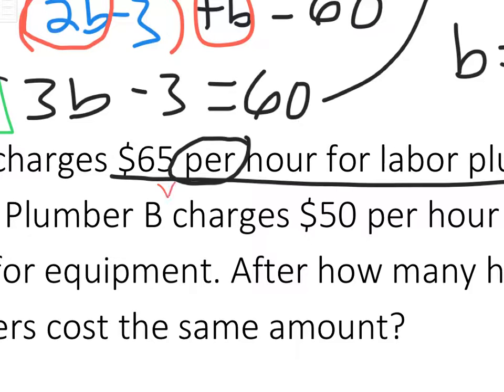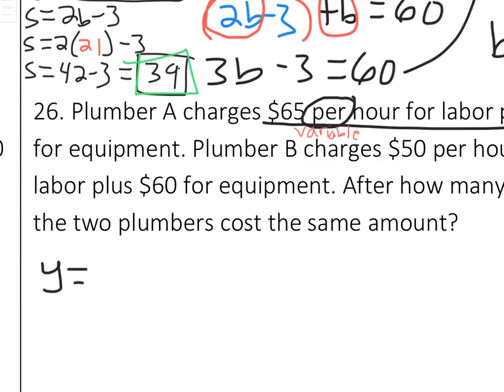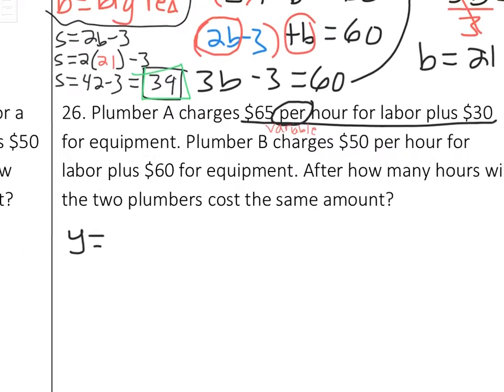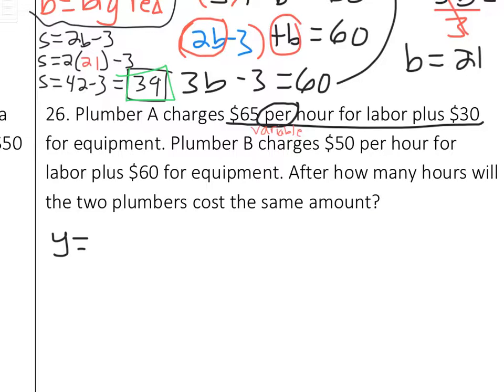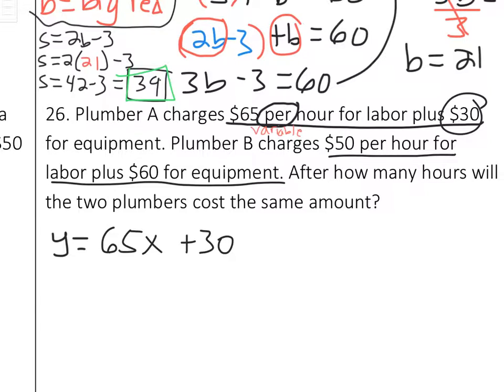This represents a variable, remember. That means you connect the 65 to a variable. Okay, I'm going to use y and x, so that way if you want you can use your calculators. All right, so this is going to be 65x, and then we have this plus $30 for equipment. That's not $30 per hour, that's just $30 that you have to add on to your total cost. Okay, and then plumber B charges $50 per hour for labor plus $60 for equipment. Okay, so the next one's going to be y equals, and then $50 per hour, that means 50x, and then the labor is plus 60.